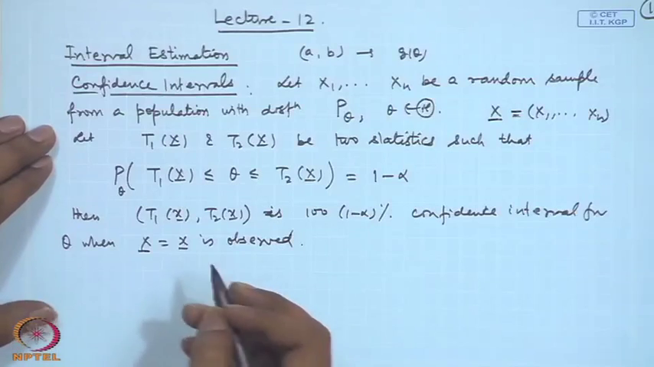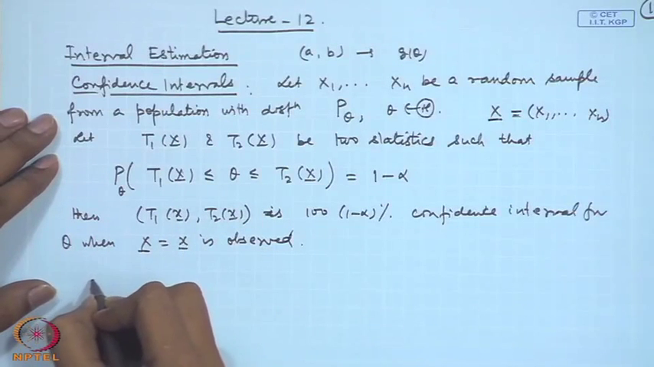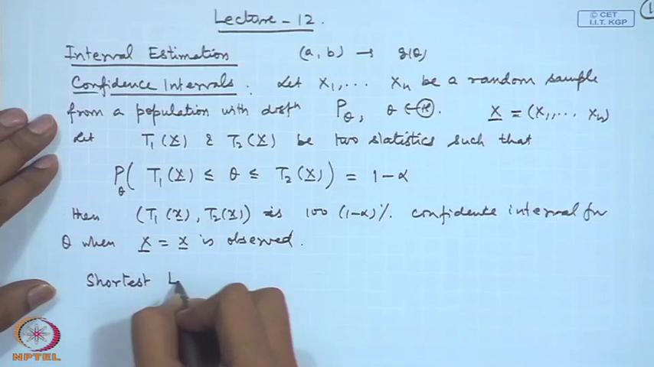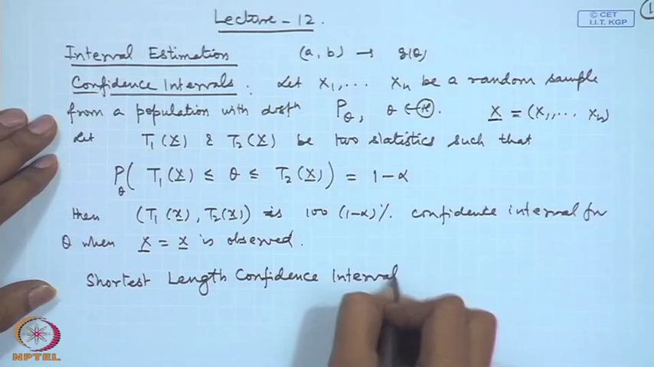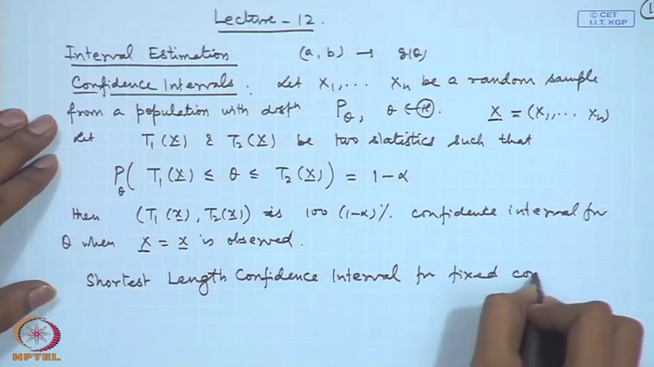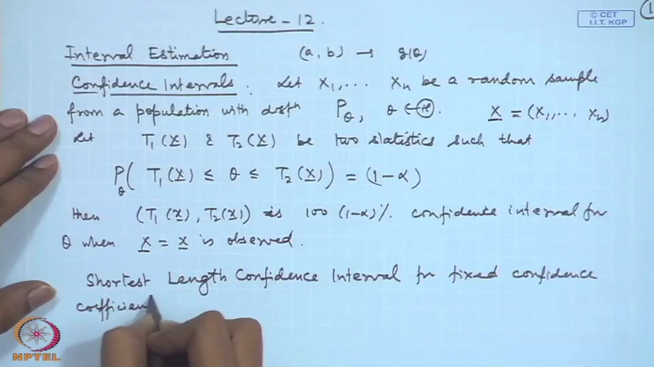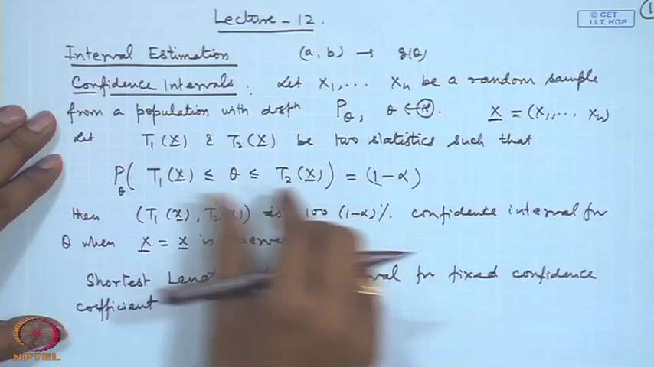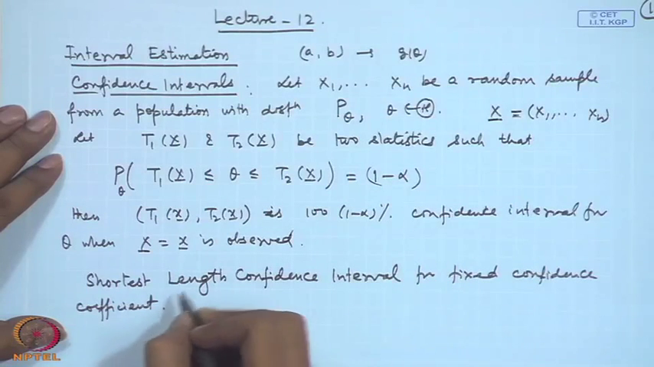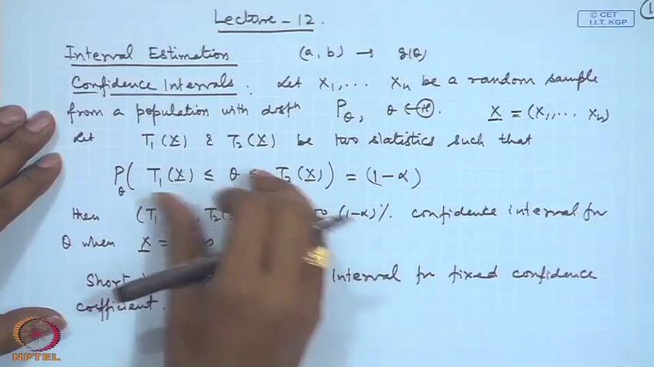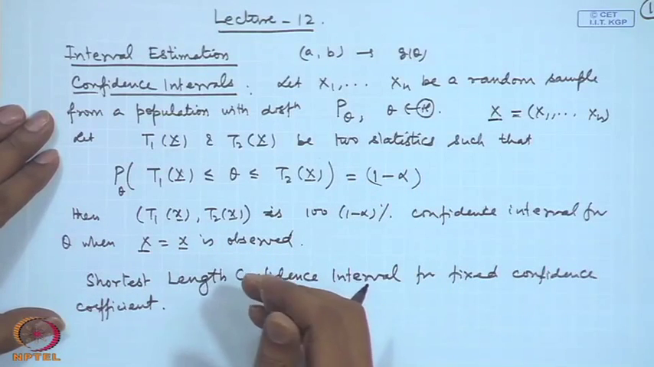So, now naturally the question is how to find out this interval. There are two optimality criteria for the confidence interval. One is the shortest length confidence interval for fixed confidence coefficient. That means, if I fix this one, what is the shortest interval which will have this probability 1 minus alpha. And another one is that for a fixed length, what could be the various functions for which I can have the minimum probability of coverage.